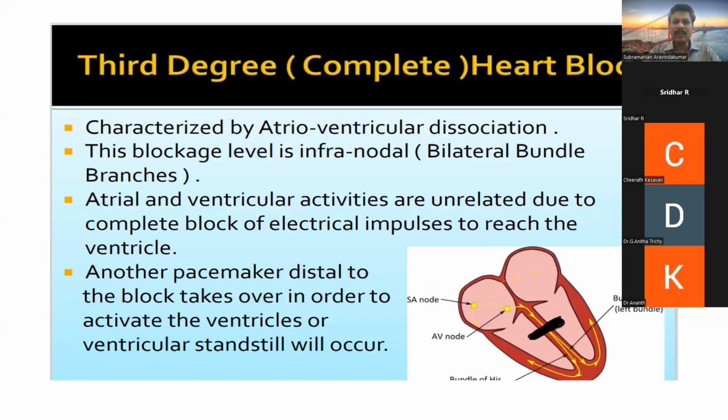Complete AV block, third degree AV block, is characterized by atrioventricular dissociation. The atrium is not associated because the P wave is beating separately and the QRS complex is beating separately. The blockage is infranodal, meaning below the AV node. It can be due to bilateral bundle branch block in the bundle of His. Atrial and ventricular activities are unrelated, because the atrium beats at a faster rate of 60 to 100, whereas your infranodal escape can be 30, 35, 40. So there is no association between atrium and ventricle.